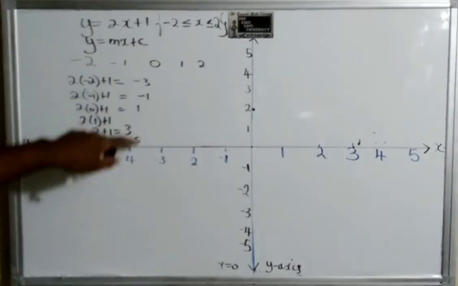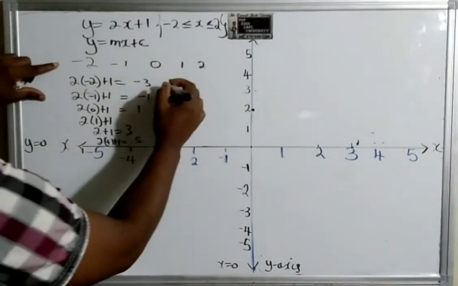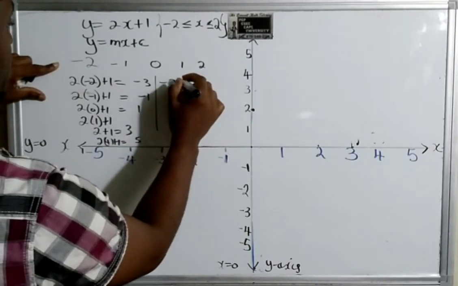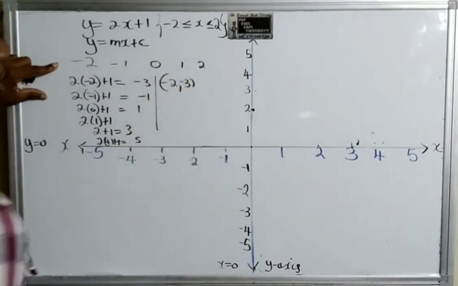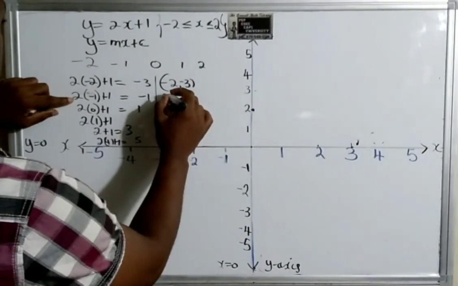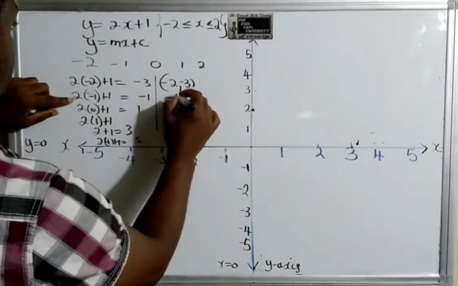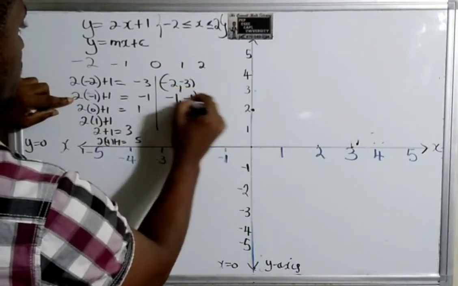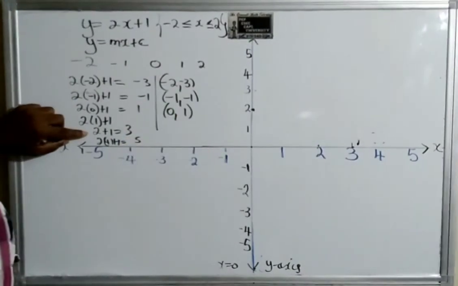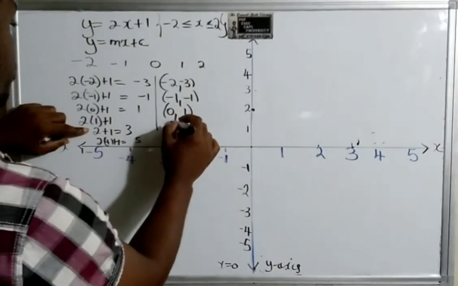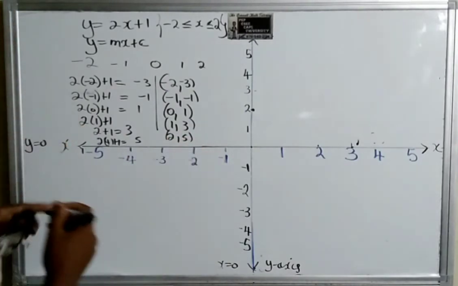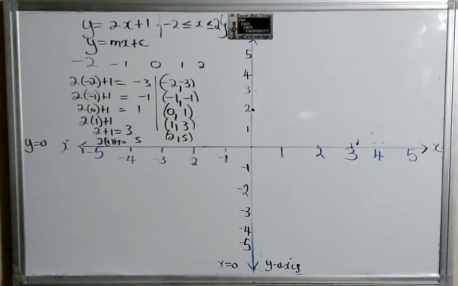So now that we have these points, we're going to plot them. So -2 matches with -3. -1 matches with -1. 0 goes with 1, as we can see, and 1 goes with 3, and 2 goes with 5. So we're going to plot these points, and then we see if we get a straight line.